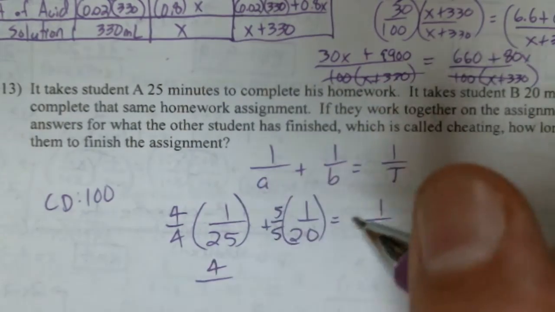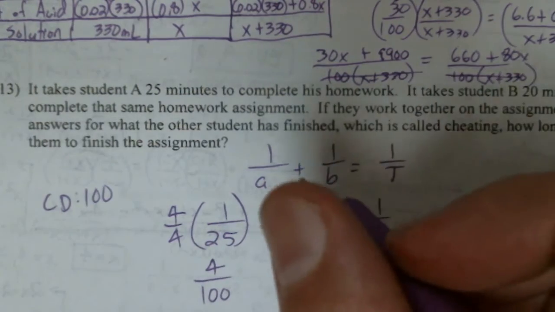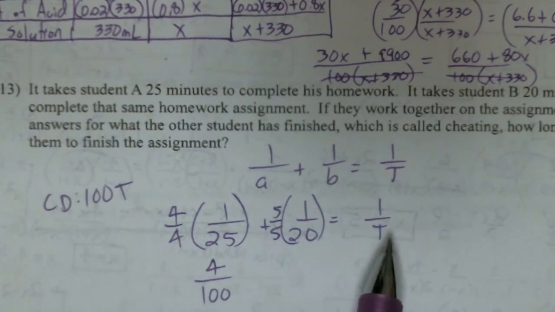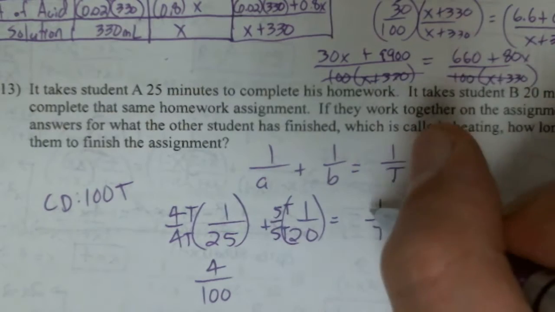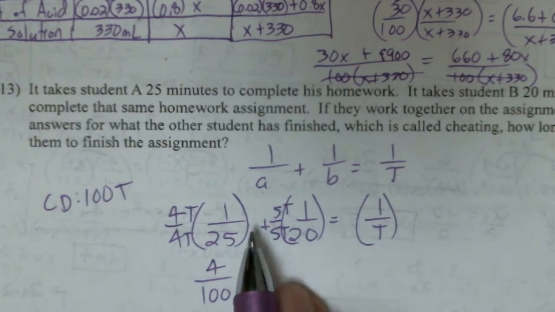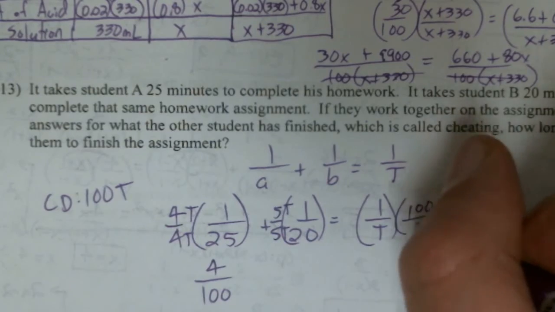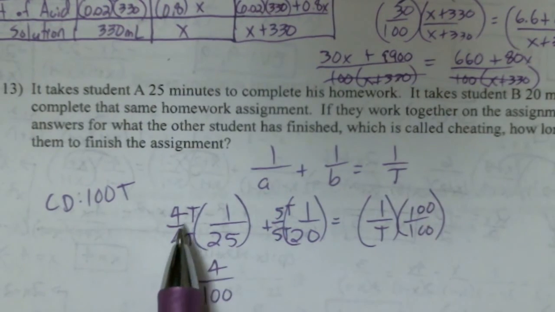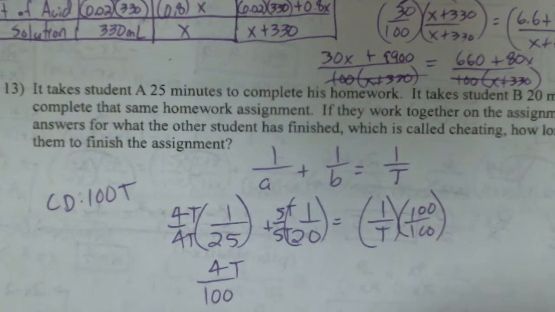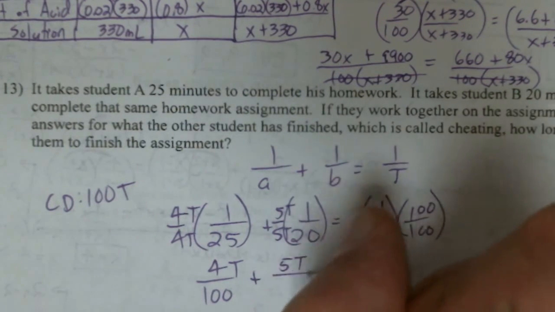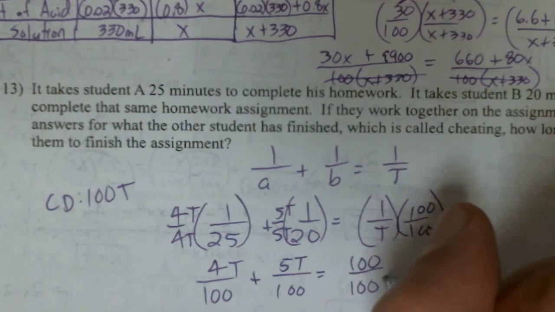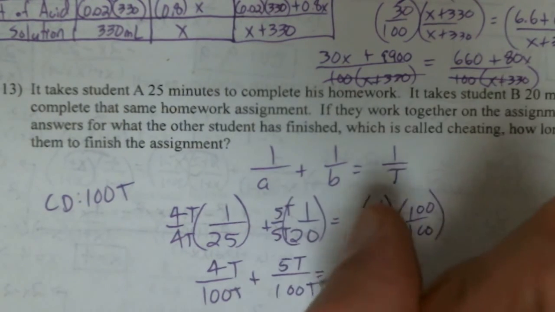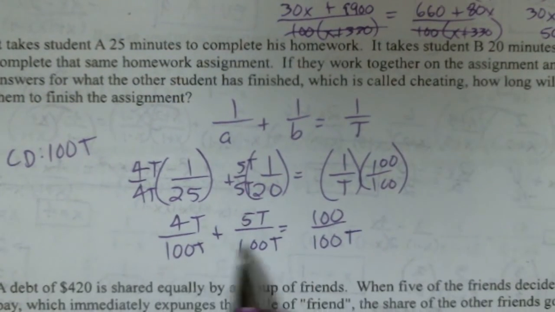So I have 4 over 100. Oh, excuse me, the common denominator is 100t. You've got to multiply all these together: 25 times 20 times t. So this guy needs a 4t over 4t, this guy needs a 5t over 5t, and this guy needs a what? This already has the t, so this guy just needs 100 over 100. Okay, so when I multiply across the top, that's going to be 4t. Multiply across the top, it's going to be 5t over 100, and that's just going to be 100 over 100t. Okay, so we've got our common denominator.